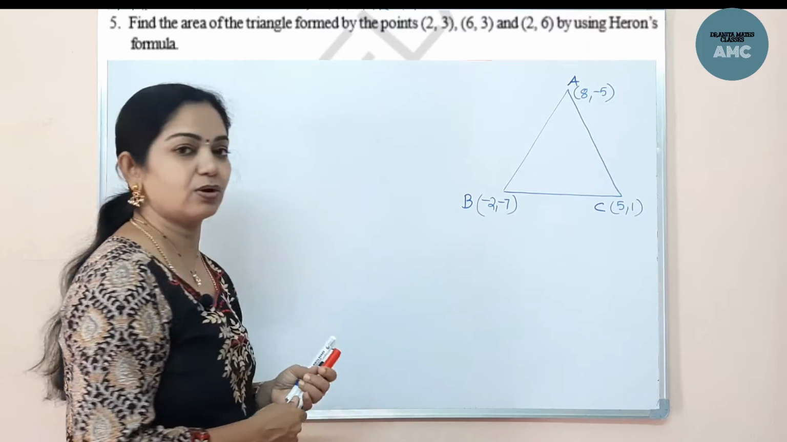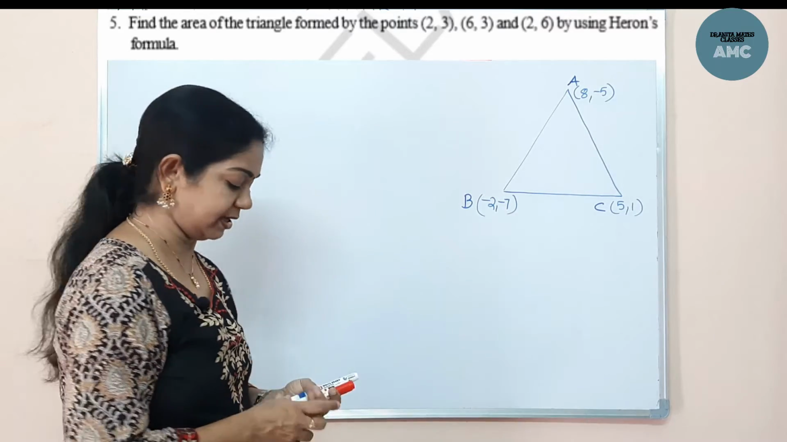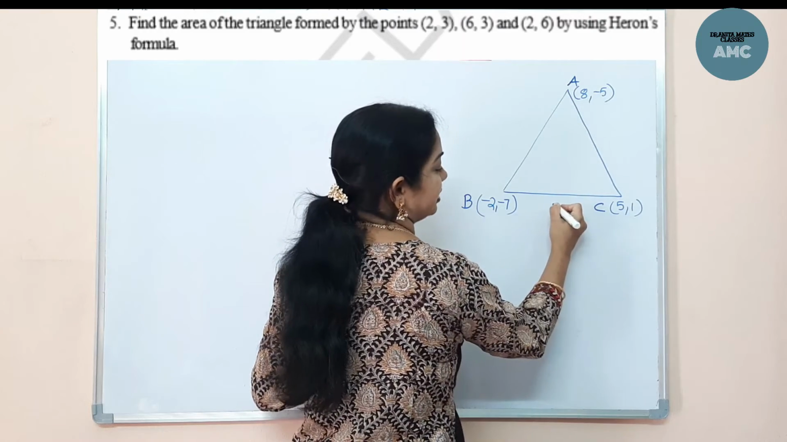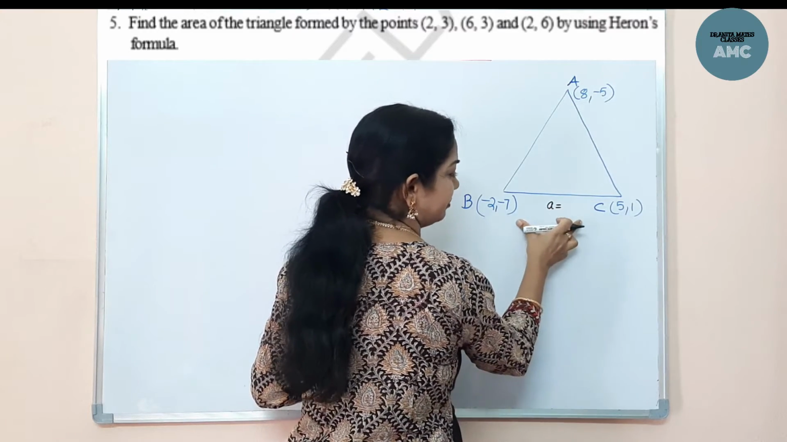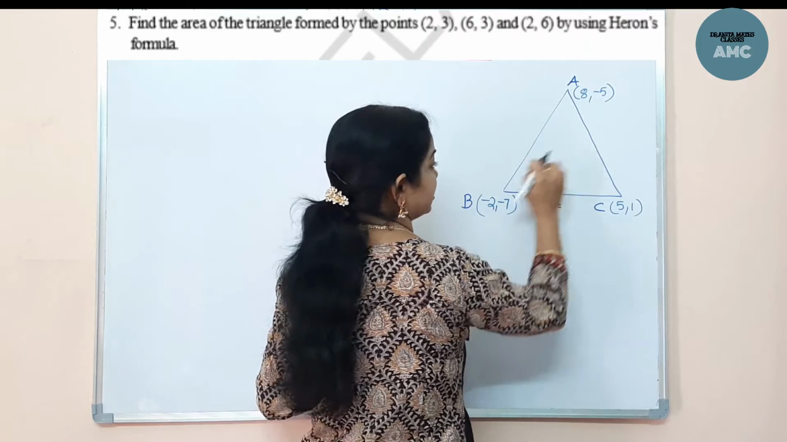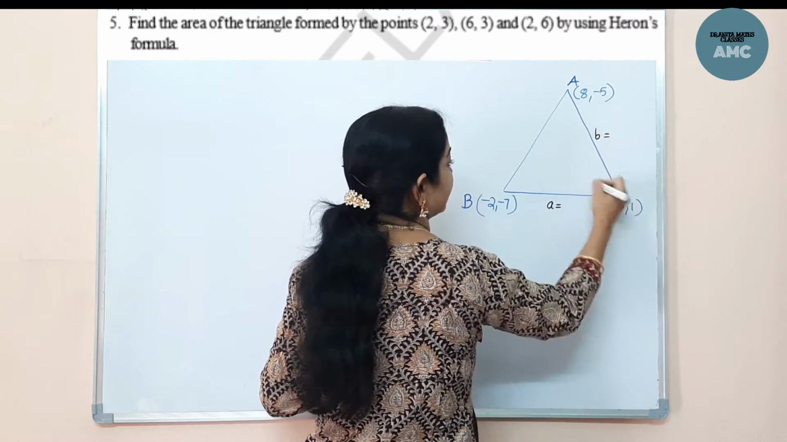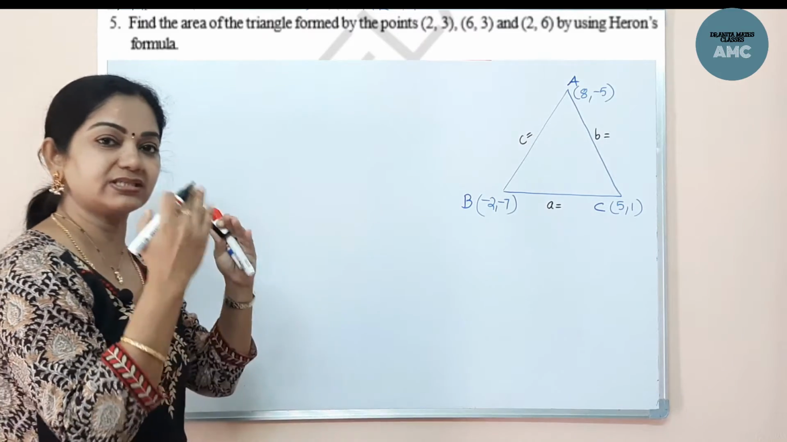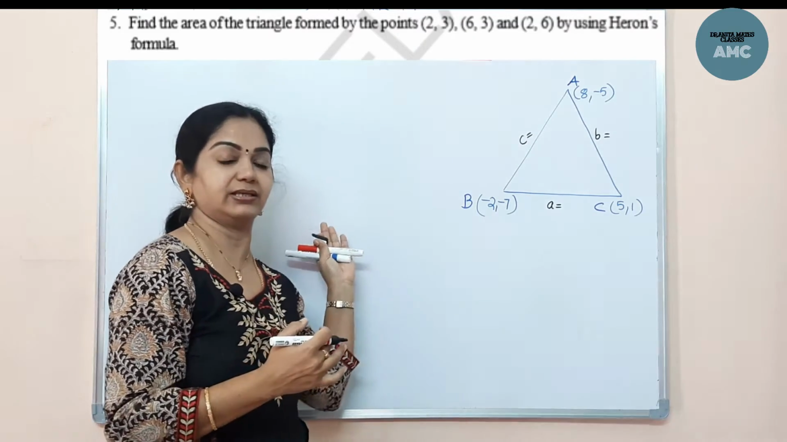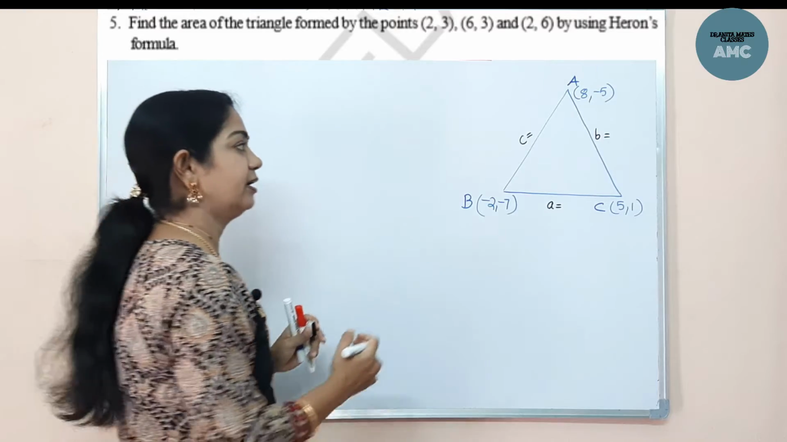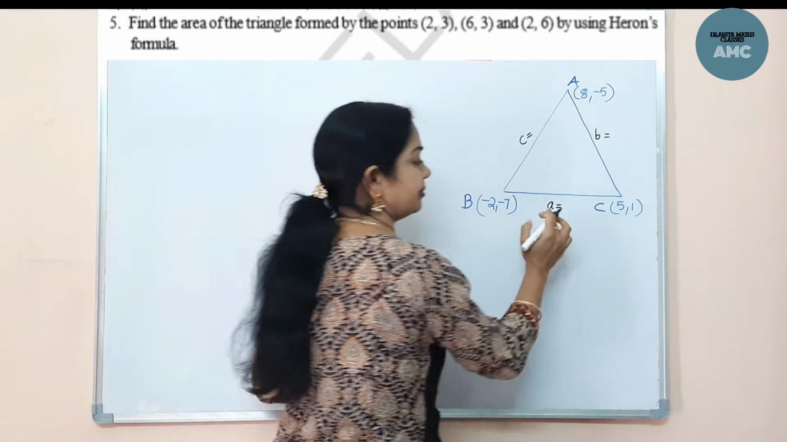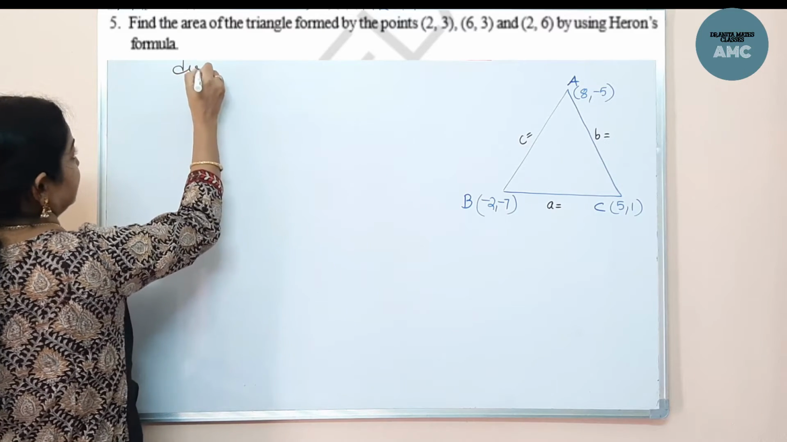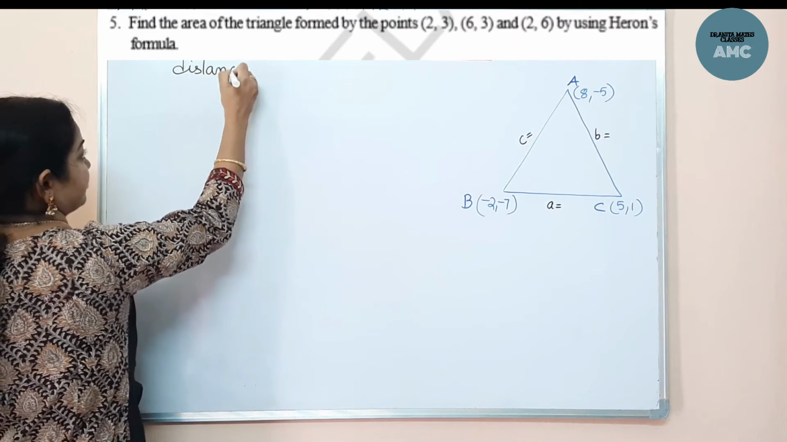We should not use the coordinates formula, right? For Heron's formula, we just have to find the distances. BC distance is a, and then the opposite sides, this distance and this distance, that means the lengths. If you know the sides only, then we can apply them into Heron's formula. Now how do we find these sides? Using the distance formula.